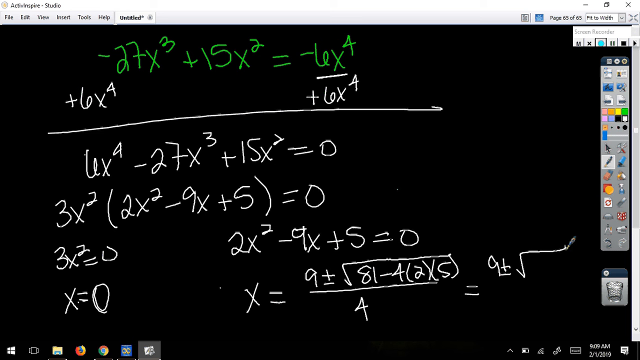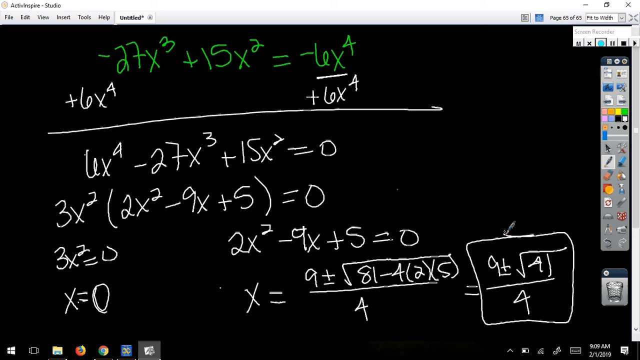81 minus 40 would be 41. Y'all cannot tell me that that was harder than completing the square with that. Because 41 does not factor down.